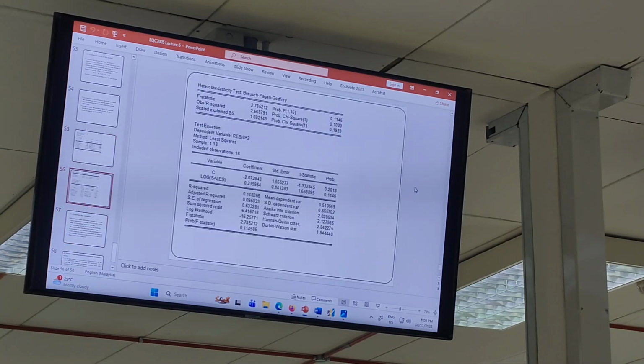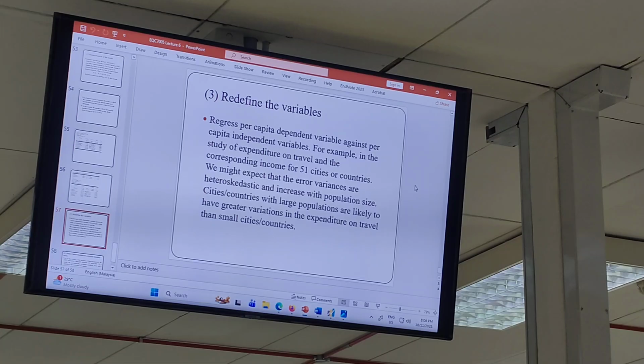And then another option is to redefine variables. Regress the per capita dependent variable against the per capita independent variable. For example, in the study of expenditure on travel and the corresponding income for 51 cities or countries, we might expect that the error variances are heteroscedastic and increase with population size. So cities or countries with large population are likely to have greater variation in expenditure on travel than small ones.